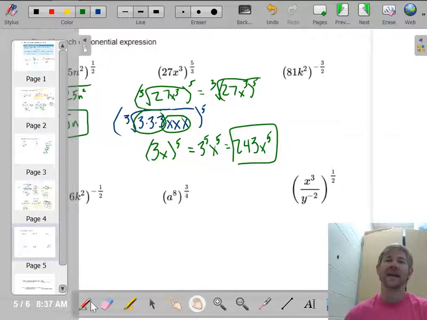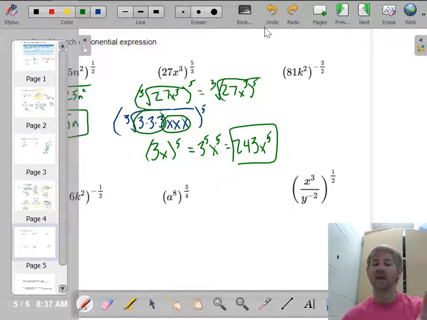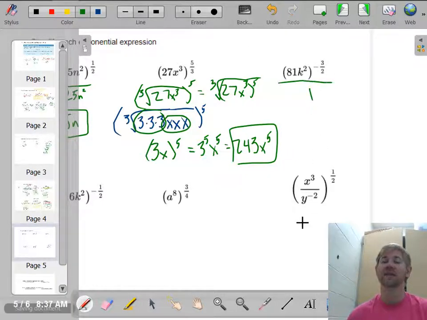Alright, what about a negative exponent? What does that mean? So negative exponent actually doesn't mean negative numbers. Negative exponent means wrong side of the fraction bar. So if you kind of assume this is all on the top of a fraction, now we're going to write it in the bottom of a fraction.